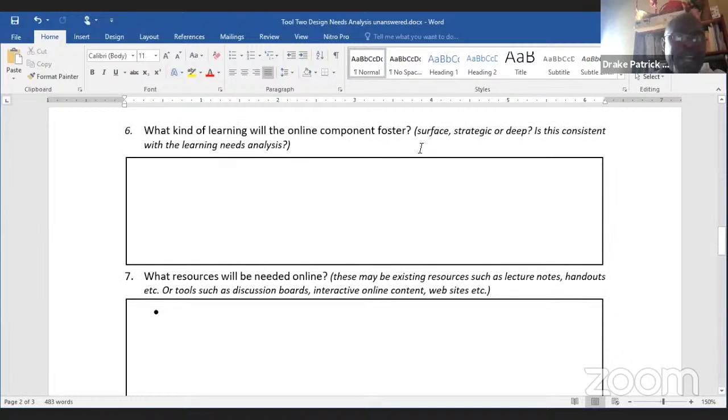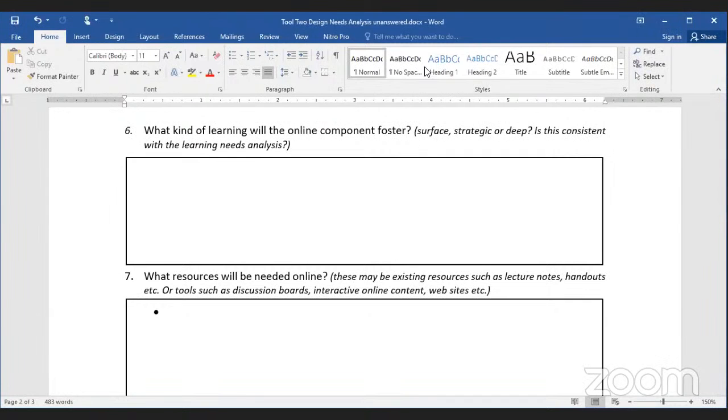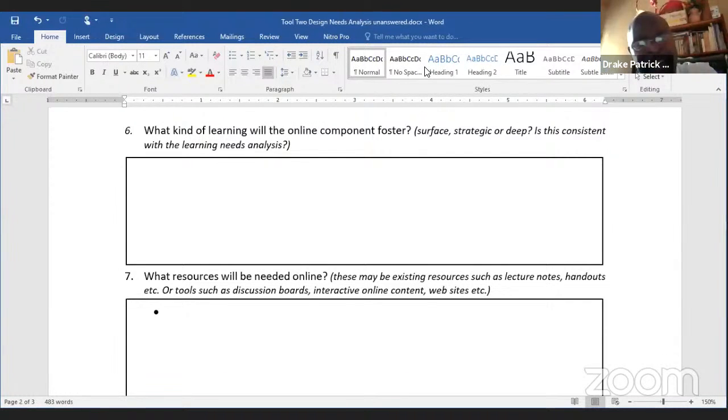Six, what kind of learning will the online component foster? Remember the 3 types of learning we are reflecting on: surface, strategic, and deep. So you must justify, because the type of learning you want to foster informs the kind of approach, the kind of resources and activities you need to deploy. So you need to justify that choice.